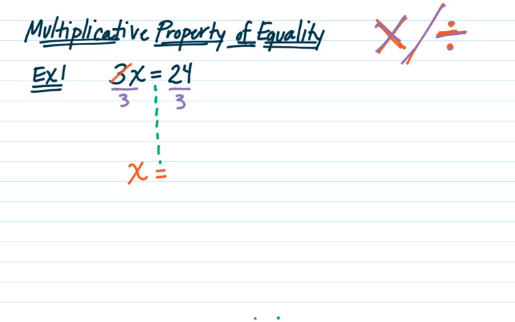Okay, 3 divided by 3 is just the number 1, so there's no need to write it anymore. We have x all alone. And 24 divided by 3 is 8. So we just solved that algebra problem.